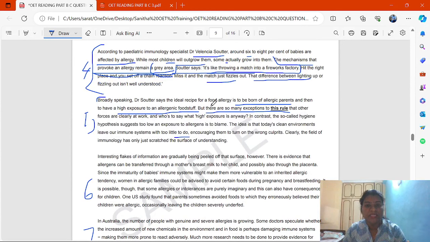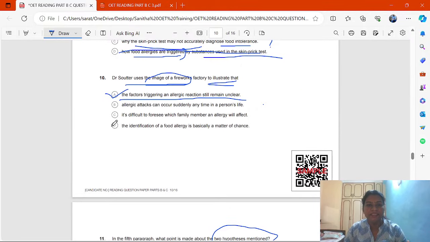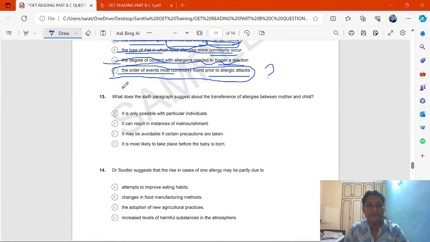One event is food allergy is to be born of allergy parents. That is one. The second event is to have a high exposure to an allergenic foodstuff. These are the two events being discussed, matching with this rule. So what is the answer here? The answer is D. Okay, D is the correct answer.